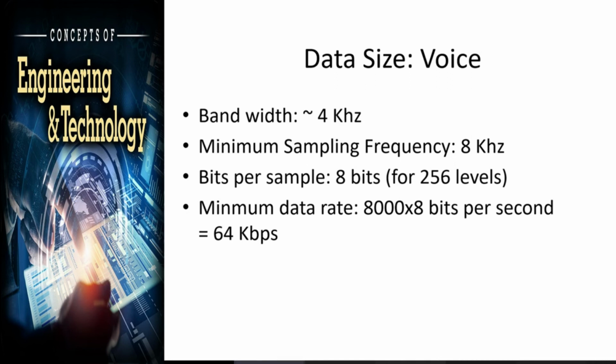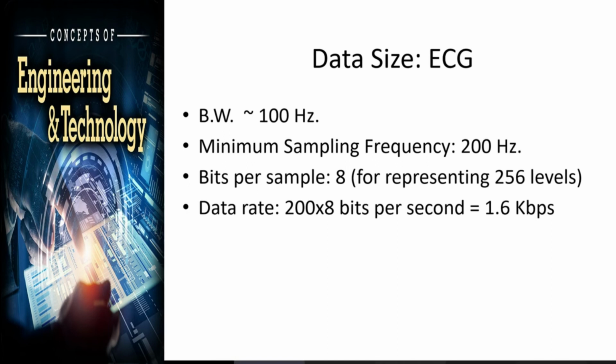Similarly, for the EEG signal, the bandwidth comes to around 100 hertz, so the minimum sampling frequency is 200 hertz. The bits per sample here we are also taking as 8. So almost 1.6 kbps is required for the EEG data. The previous one we saw was voice data.